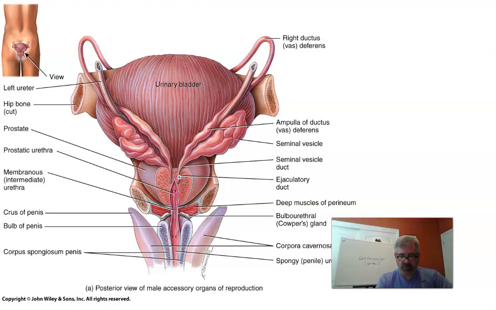Just prior to ejaculation, sperm and secretion from the seminal vesicles get ejected from the ejaculatory duct into the prostatic urethra right here. So there's your label, right? The urethra runs right through the middle of the prostate gland there. So the male urethra then becomes a passageway for both semen as well as urine, and it consists of three different parts. So we'll look at a sagittal view here of the male urethra.